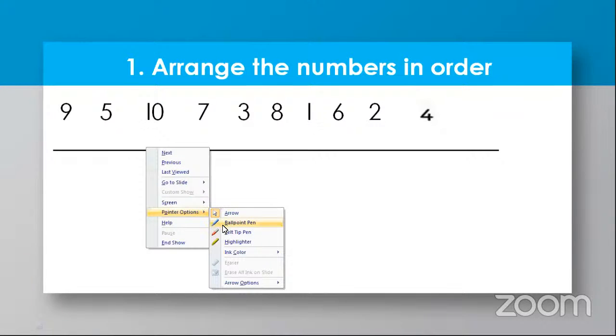Oh, I've had someone asking which class is this? This is middle and top class, and we are making corrections to the numbers exam we had last week on Thursday.